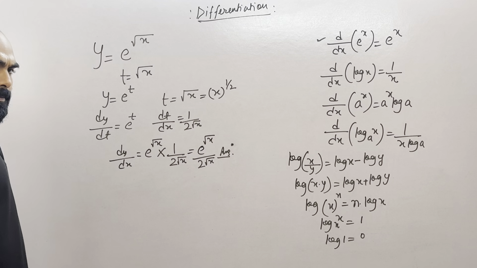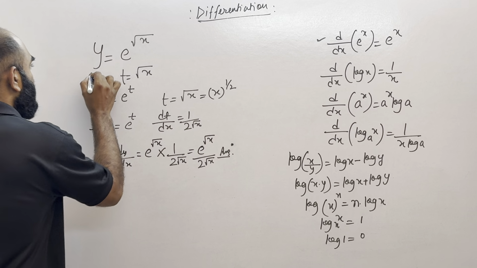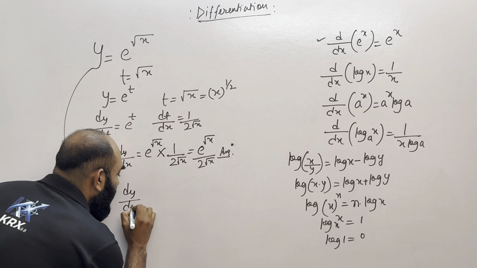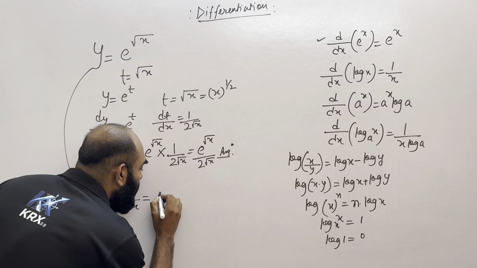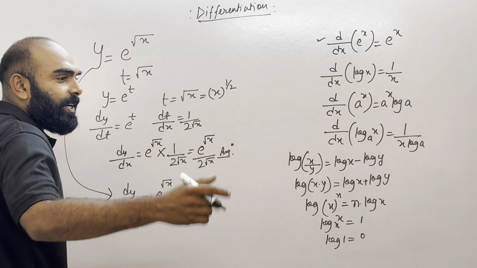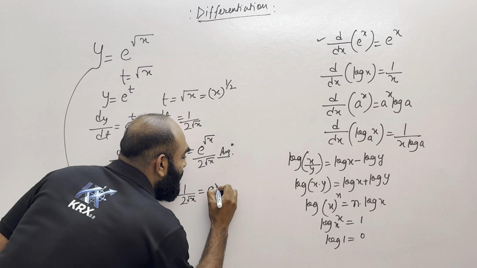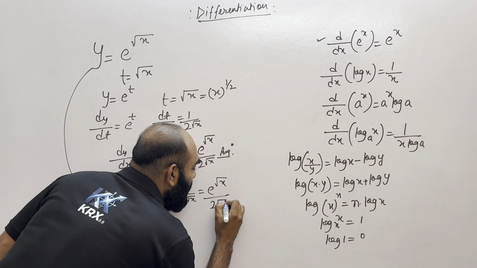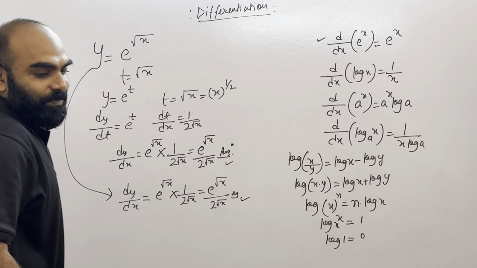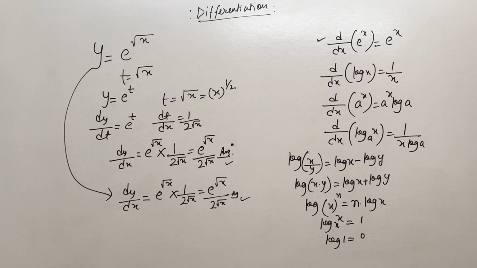Now see here. Before copying this one, do it directly. dy by dx, e to the power x. Sir, e to the power x only. Is it x? No, sir, root x. Root x differentiation with respect to dx is, sir, 1 by 2 root x. That is e to the power root x divided by 2 root x. This one and this one are both the same. Note it down, everyone.